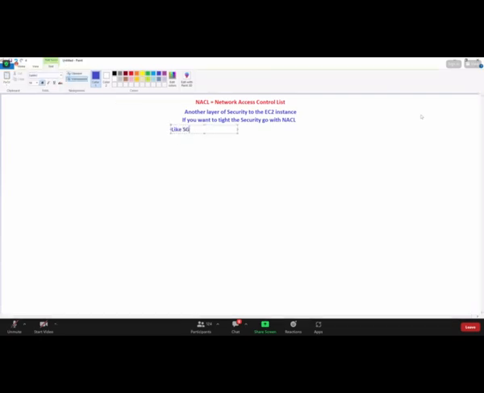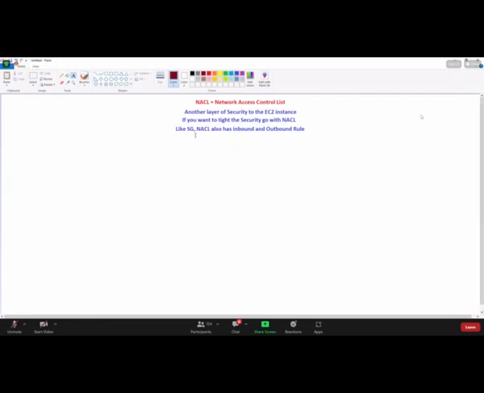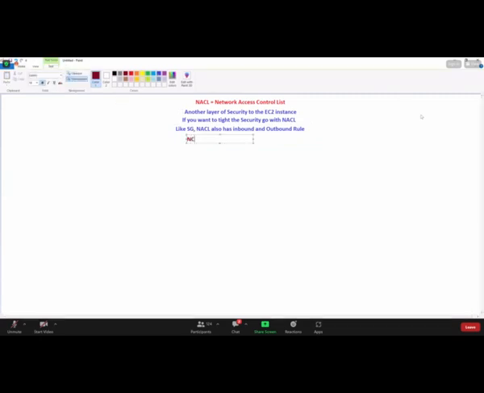Similarly, guys, like security group, NACL also has inbound and outbound rules. Similarly, here also you have inbound and outbound rules. Which one will hit first? Fantastic. NACL will hit first, and then security group.